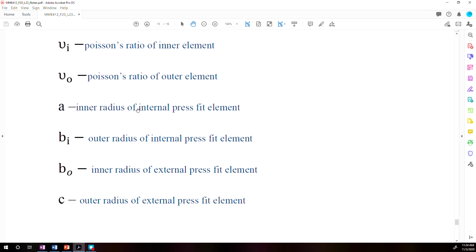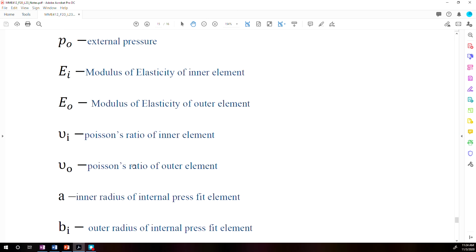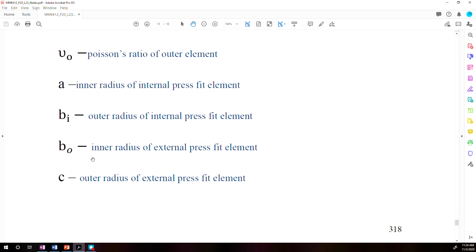And then you have the inner radius of the internal press fit element. Bi is the outer radius of the internal press fit element, BO is the inner radius of the external press fit element, and C is the outer radius of the press fit element. The only thing that's missing here, I recognize now, is delta, where delta is the interference, and delta would be equal to BI minus BO.